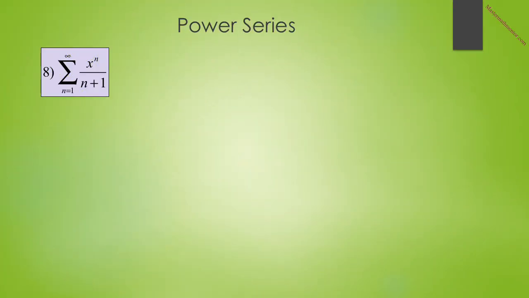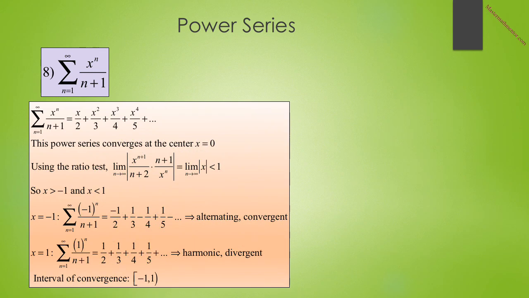On number 8, we are given the series summation n equals 1 to infinity of x to the n over n plus 1. We would like to write the first few terms of this series and then find the interval of convergence. This series, when expanded, is x over 2 plus x squared over 3 plus x cubed over 4 plus x to the 4th over 5 plus dot dot dot. This power series converges at the center, x equal to 0.